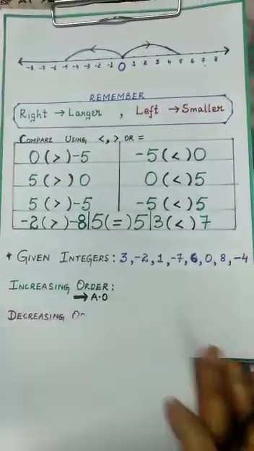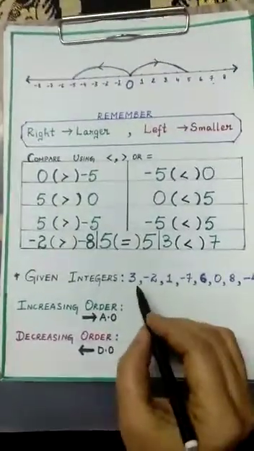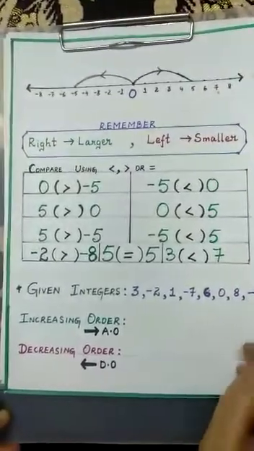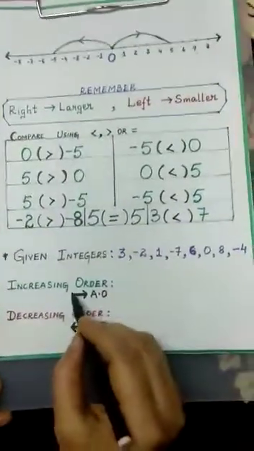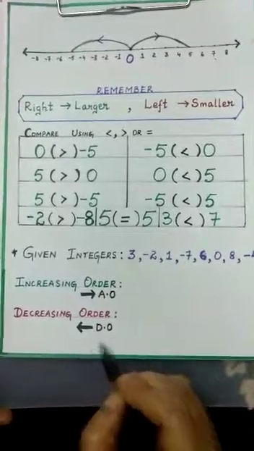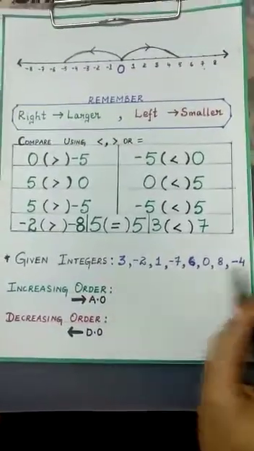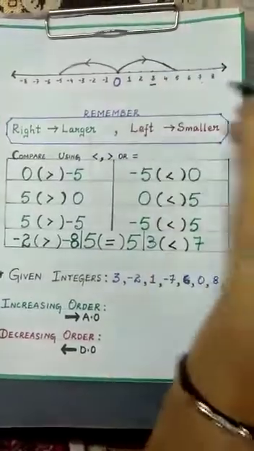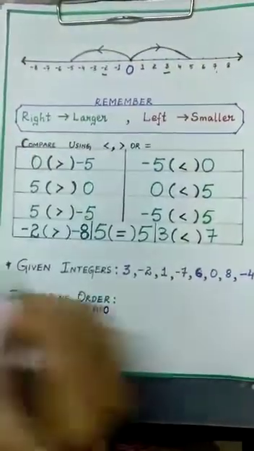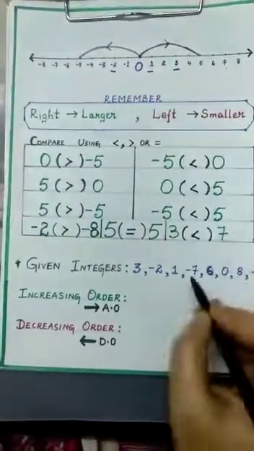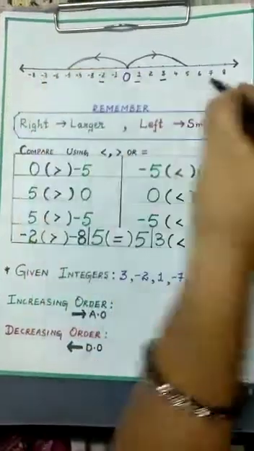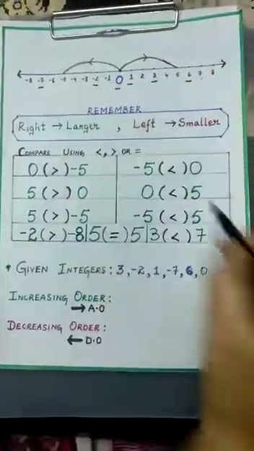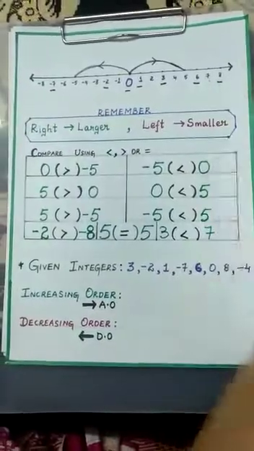Here are given some integers. 3, -2, 1, -7, 6, 0, 8 and -4. Let us arrange these integers in increasing order and decreasing order. Before arranging, let us mark these integers on a number line. 3, minus 2, 1, minus 7, 6, 0, 8, minus 4.